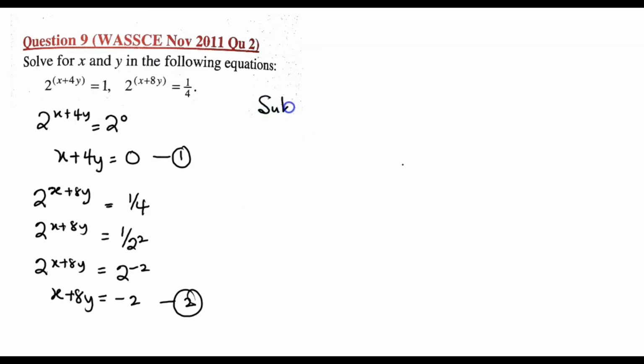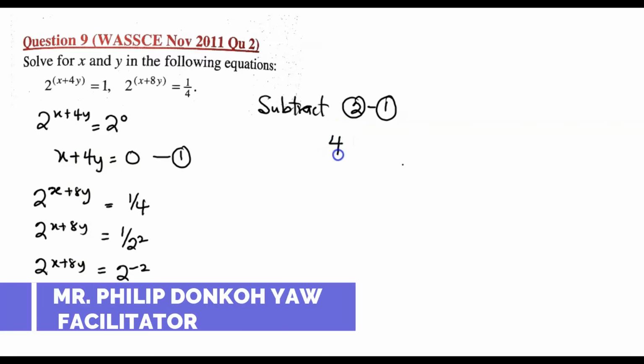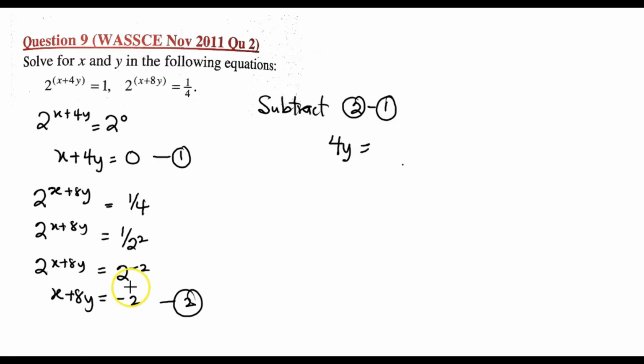So we subtract the two equations. Subtract equation number 1 from 2, so it is equation 2 minus equation 1, and that is going to give us x minus x, that is 0, and then 8y minus 4y, that is 4y, and that will be equal to negative 2 minus 0, which is negative 2. Then we divide both sides by 4. And therefore, y will be equal to negative 1 on 2.